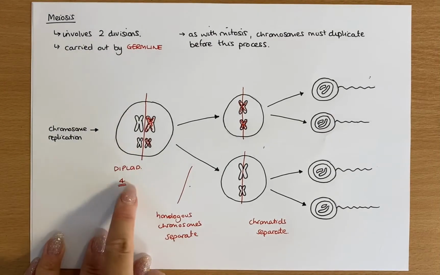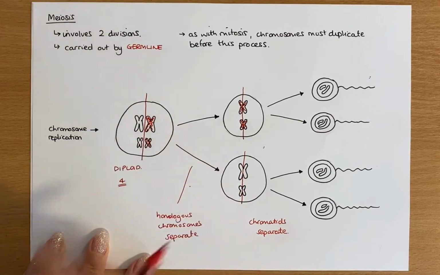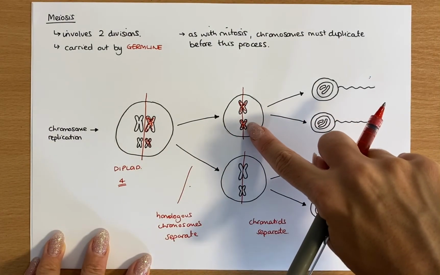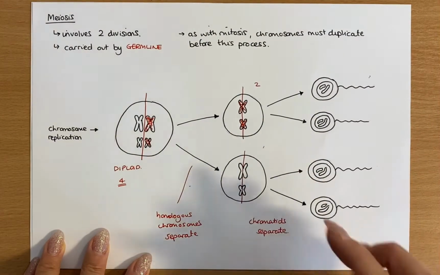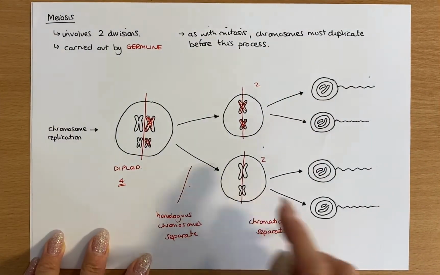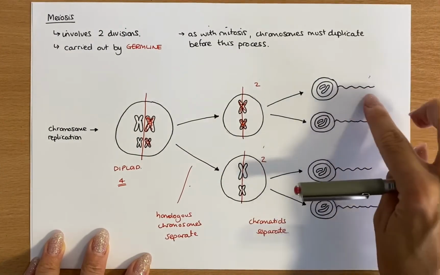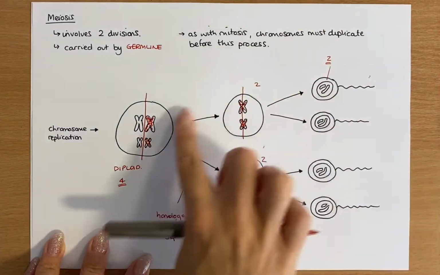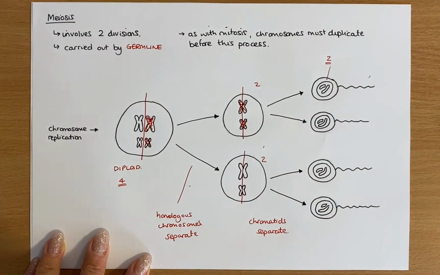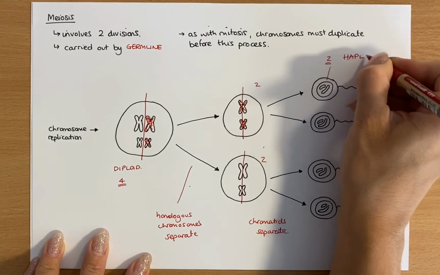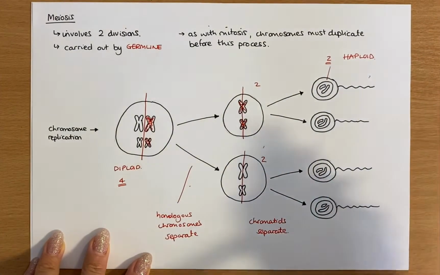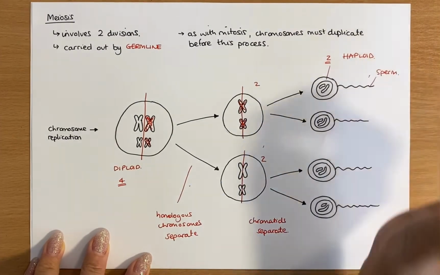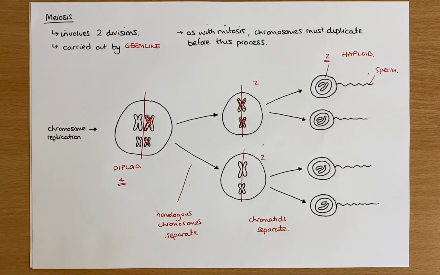If we look at this cell to begin with, it is diploid and it has 1, 2, 3, 4 chromosomes. This cell now has 1, 2, and this cell has 1, 2. Then once we separate the chromatids, you get these haploid gametes with only 2 chromosomes, because they're half the number of chromosomes that the original diploid cell was. So these now are haploid. They're gametes because they've got a little tail, they're a sperm. It could be an ovum here, but just for the purposes of a diagram, I've made them a sperm to make it easier to see.